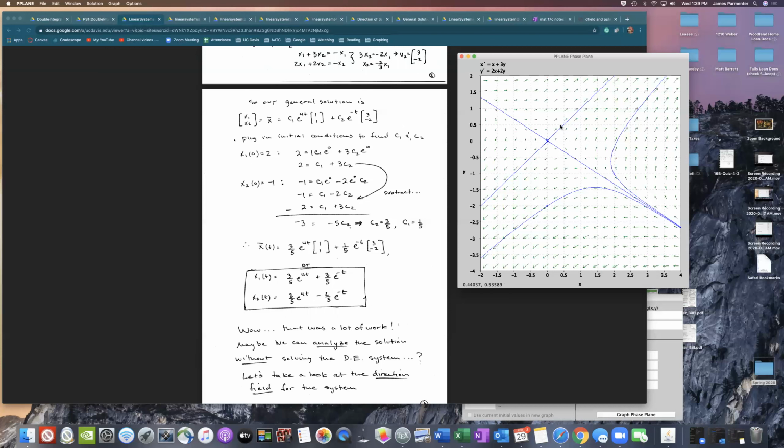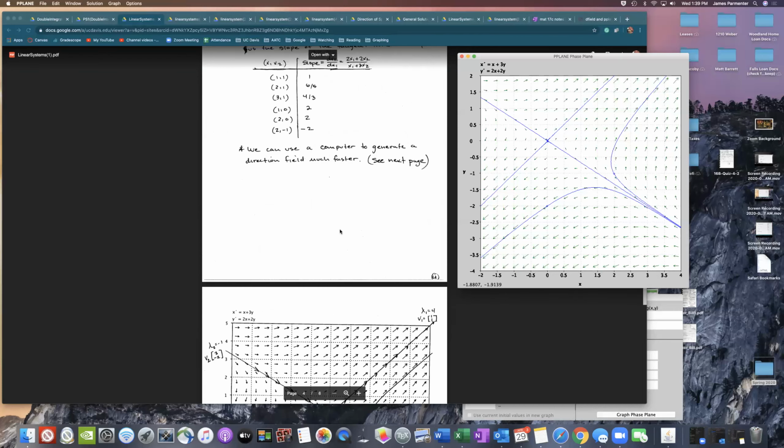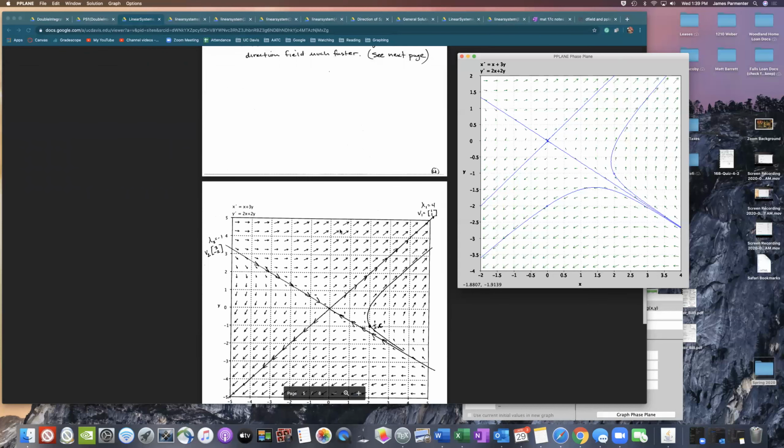But if you're over here a little bit, these arrows are pushing you away from the equilibrium. And these arrows are pushing you away from the equilibrium. And that corresponds to the positive eigenvalue, right? So the positive eigenvalue is pushing you away from the equilibrium point. The negative eigenvalue is pushing you in towards the equilibrium point. Some more I want to say about that.